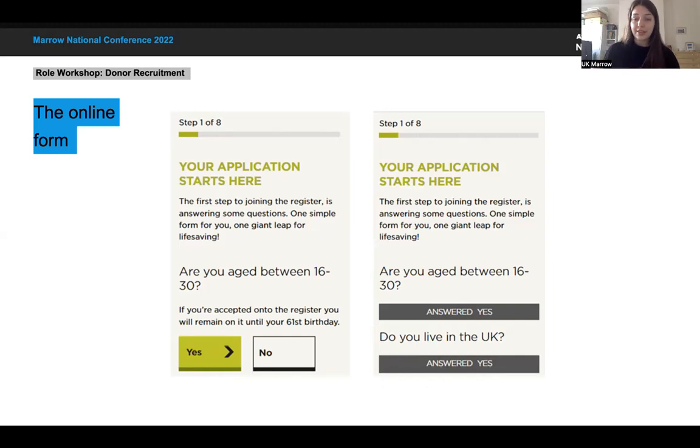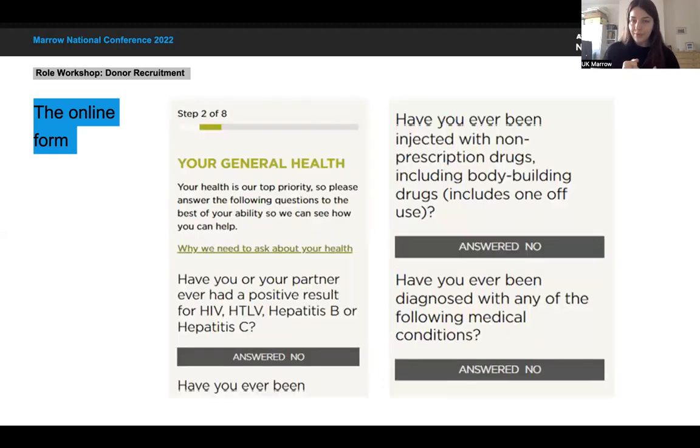So the first page will just ask them some general eligibility questions we've already spoken about. So are they between 16 and 30? Do they live in the UK? And then they will be asked some general health questions that, again, should filter out anybody who isn't eligible to donate. So, for example, if they've had HIV, HTLV, hepatitis B or hepatitis C in the past, or if they've ever been injected with non-prescription drugs, they can't sign up, but the form should at that point kick them off themselves and explain to them. There should be a page popping up explaining to them why they can't sign up, so it takes that responsibility away from you and you don't need to worry about that anymore.